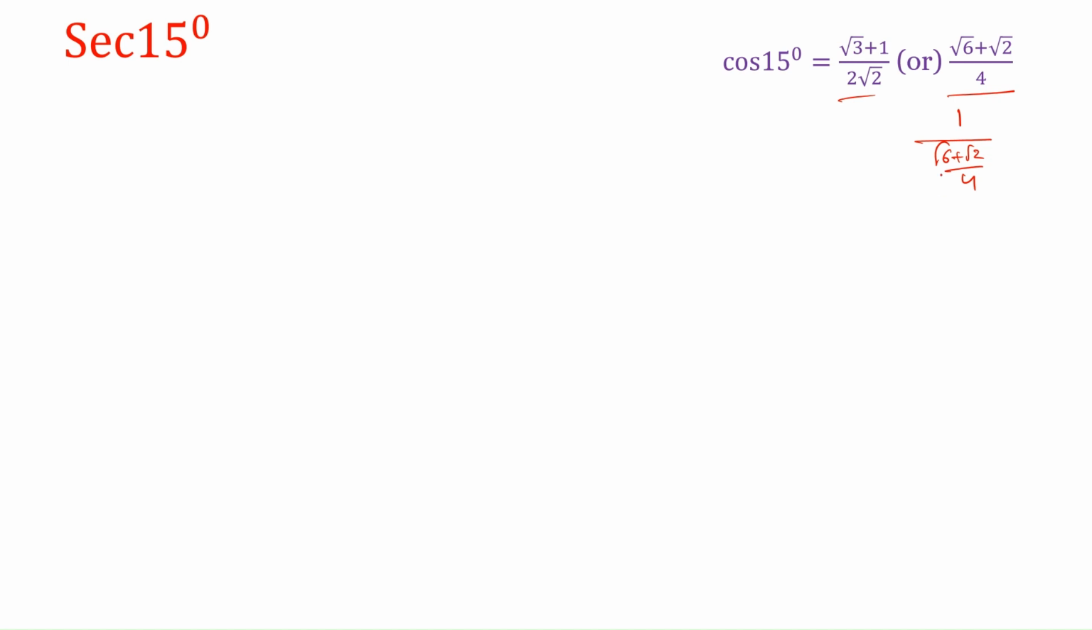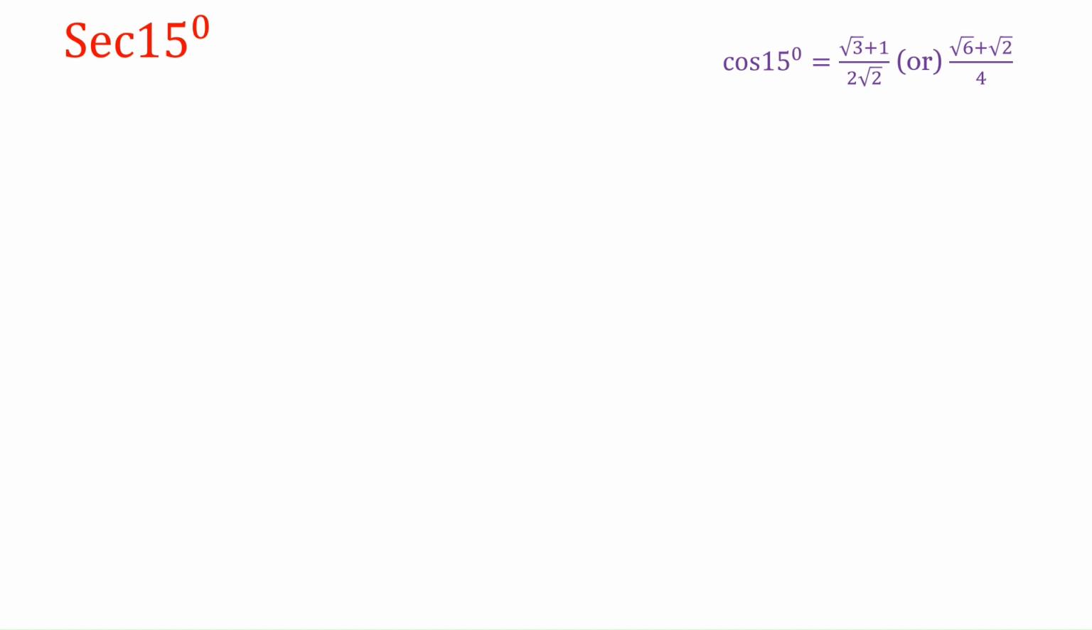So this will become 4 by root 6 plus root 2. To rationalize the denominator, we'll multiply both numerator and denominator with root 6 minus 2. Upon simplifying this, we'll get root 6 minus root 2. Now we'll try to substitute the first value and also we can validate this.